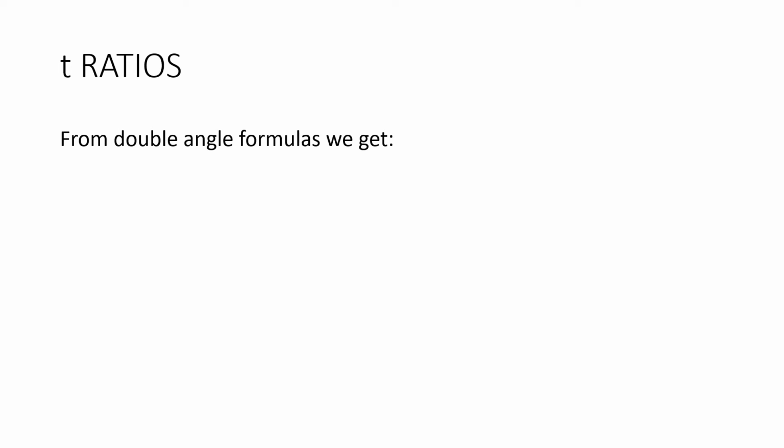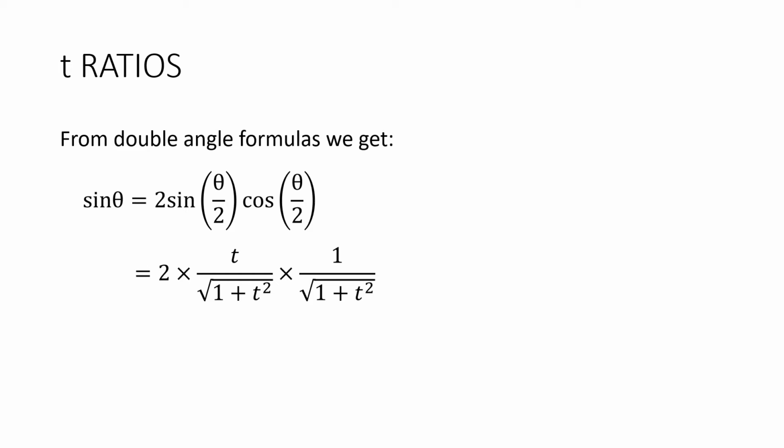Now they're not particularly useful. We can't really substitute sin theta on 2 or cos theta on 2. We really need sin theta and cos theta. So we use our double angle formulas. Sin theta is equal to 2 sin theta on 2 cos theta on 2. Making those substitutions and tidying up, we get sin theta is equal to 2t over 1 plus t squared.